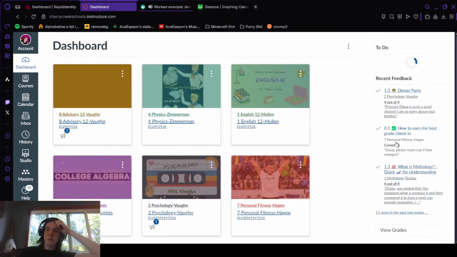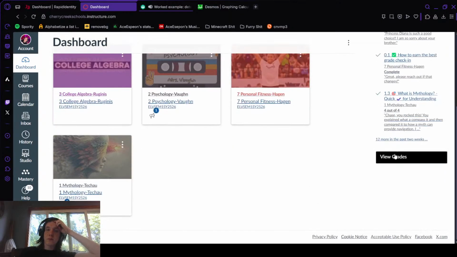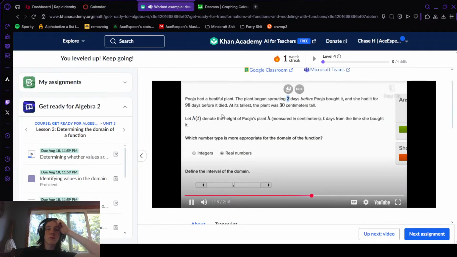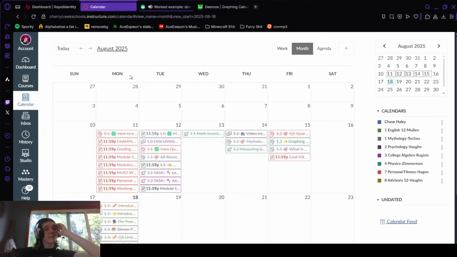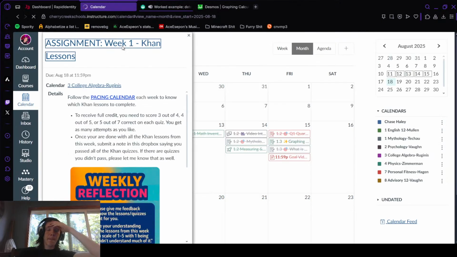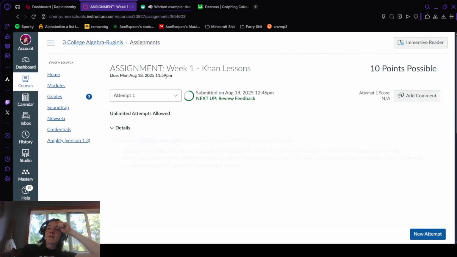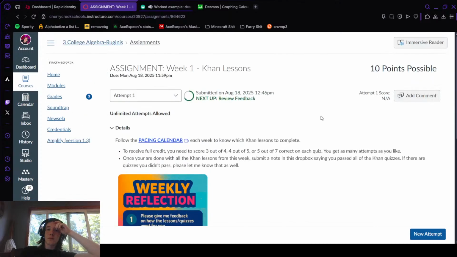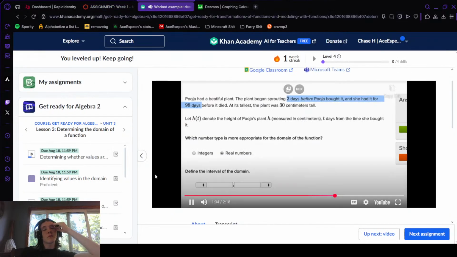And then they say define the interval of the domain. So t, let's see, the t would be defined up to 2 days before she bought the plant. So I would say that t is equal to -2 all the way to 98 days. And t could be equal to -2, that would be 2 days before she bought it, or as high as 98. So let's think about it.